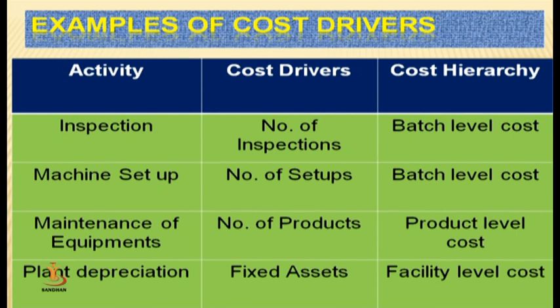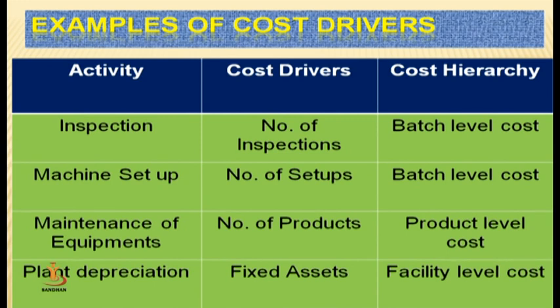The next activity is machine setup. Machine setup is an activity which has the common benefit for all the units of products manufactured. That's why it is very essential to allocate, and for that the cost driver is ascertained. The suitable cost driver for that is the number of setups: how many setups were made during the year to manufacture a product. So this is also called a batch level cost driver.